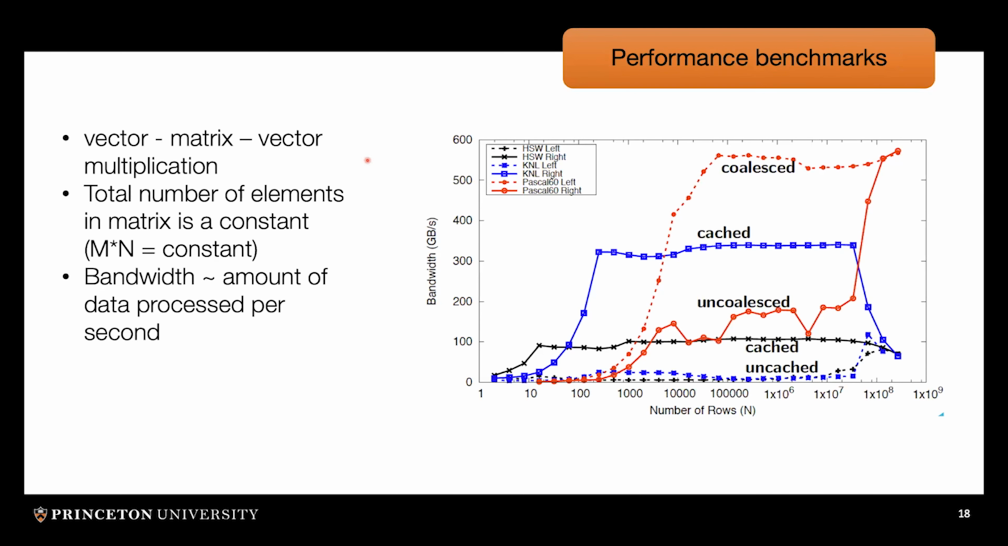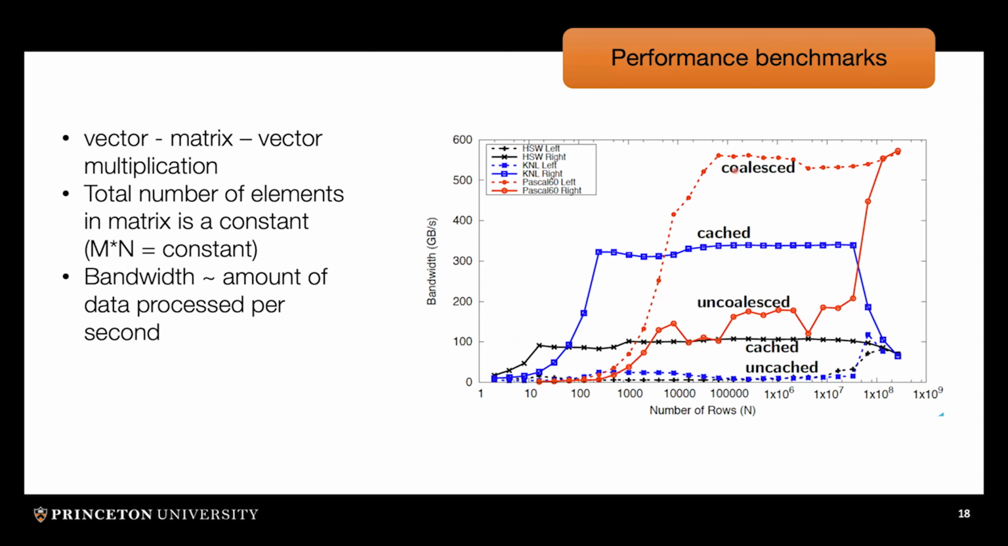So let's consider the case of a vector matrix vector multiplication problem. Rather than just doing a matrix vector multiplication, I'm pre-multiplying the result by a vector, and the final result is a scalar. So what I have here on the x-axis is the number of rows. And note here that the total number of elements in the matrix is constant, so m times n is constant. And on the y-axis over here, I have bandwidth. You can think about bandwidth as the amount of data processed per second.